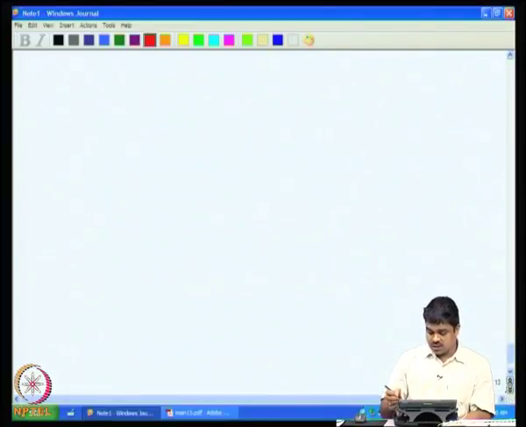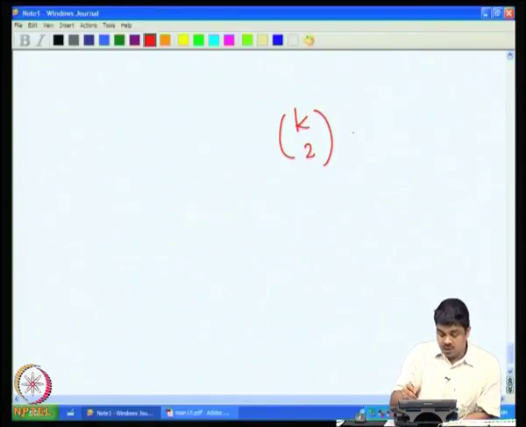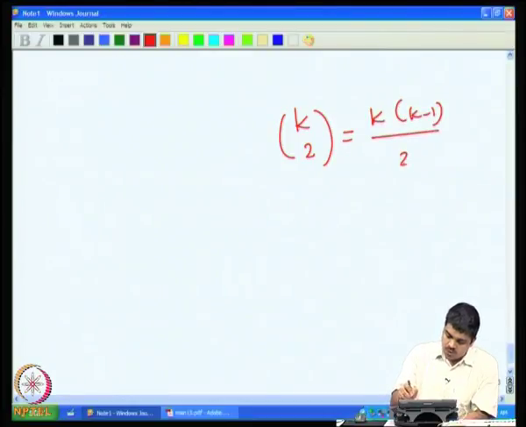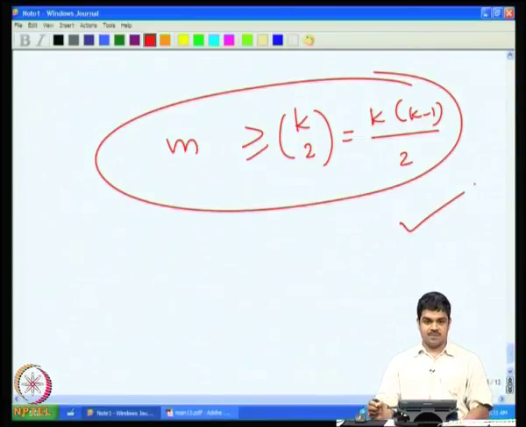There are k color classes, therefore k choose 2 edges should be there, because there are k choose 2 pairs of colors. So that is k into k minus 1 by 2. So this will be a lower bound for the number of edges. This is what I am seeing: k into k minus 1 by 2. Okay, good.